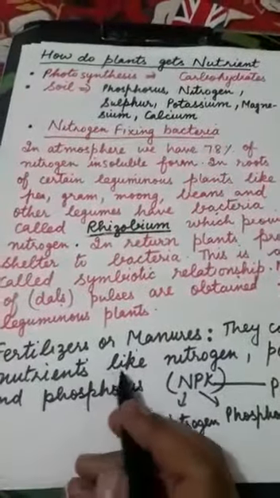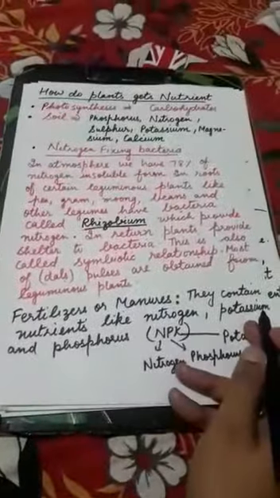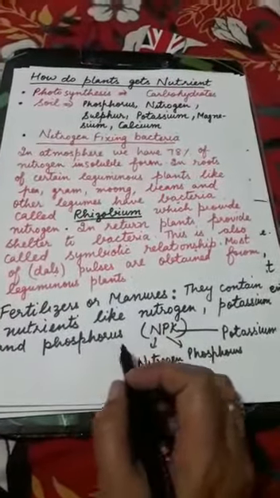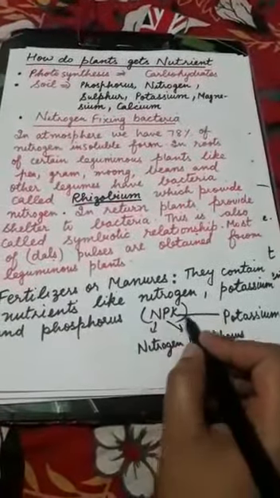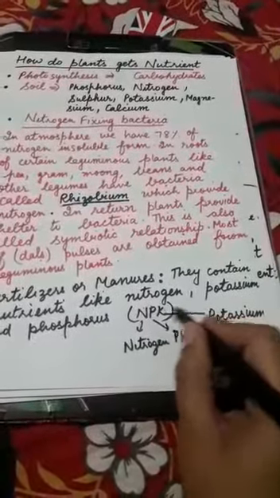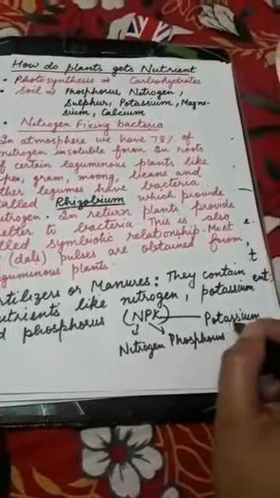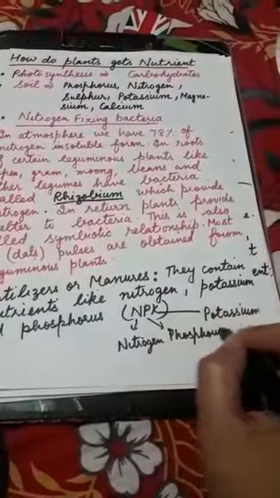Fertilizer generally contains nitrogen, potassium and phosphorus. You might have seen on the bag of fertilizer it is written NPK, where N means nitrogen, P means phosphorus, K means potassium. Potassium has the chemical symbol K. It is written by K.